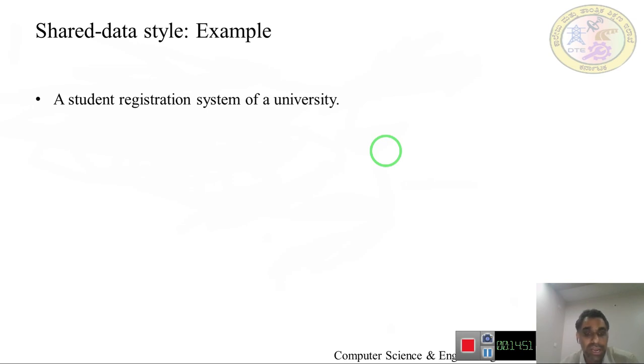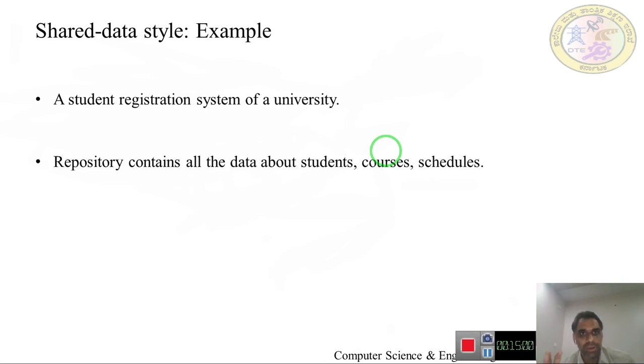Let us try to understand this shared data style through an example. The example as per the problem definition says a student registration system of a university. Let us try to design a system which is about student registration of a university. The system clearly has a central repository which contains information about courses, students, prerequisites, etc.